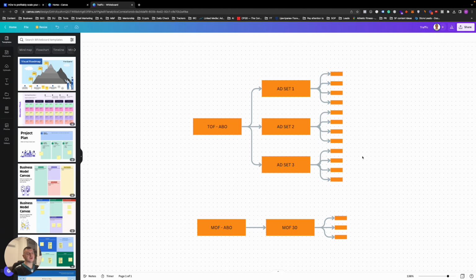And then for middle funnel, you're gonna target people who have engaged with your Facebook profile, who have engaged with your Instagram profile and been to your website in the last 30 days.